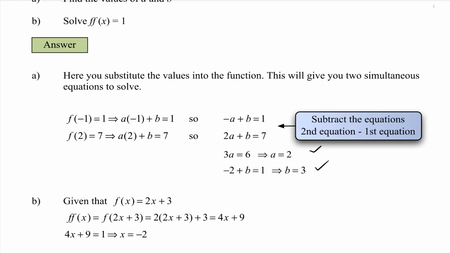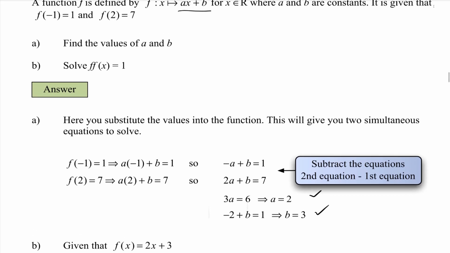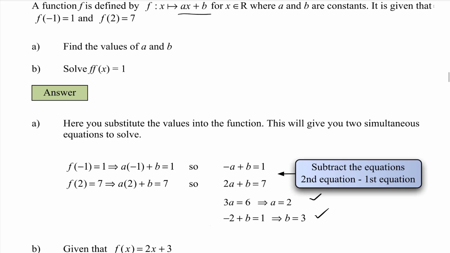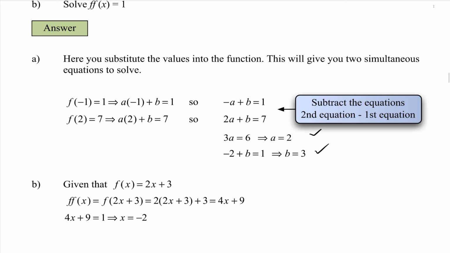Second part of the question says solve f of x equal to 1. So f of x, well now we know what a and b is, and we know the function is 2x plus 3, makes it easier. So f of 2x plus 3, we'll put 2x plus 3 into here, so 2 times 2x plus 3 gives us 4x plus 9, and we're trying to solve when is that equal to 1. Simple linear equation to solve gives us x equals negative 2.